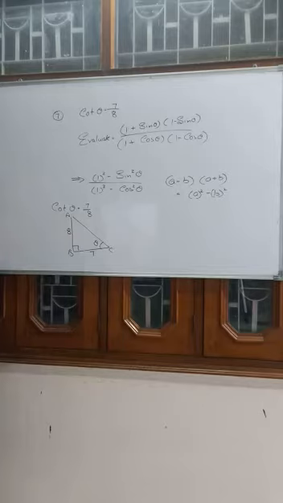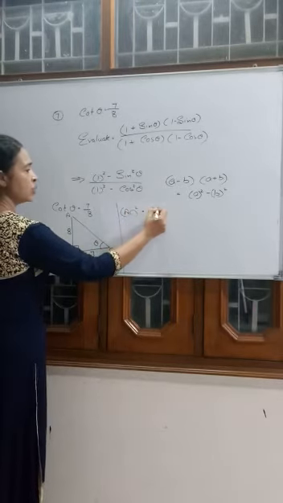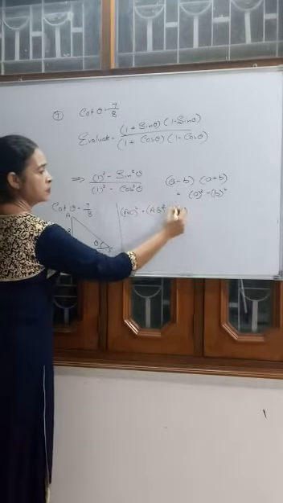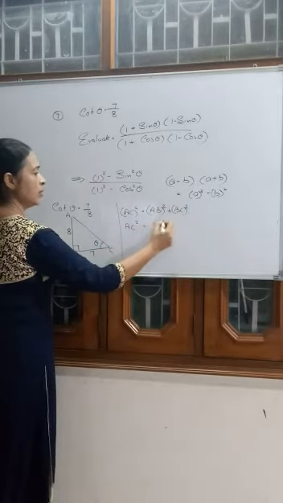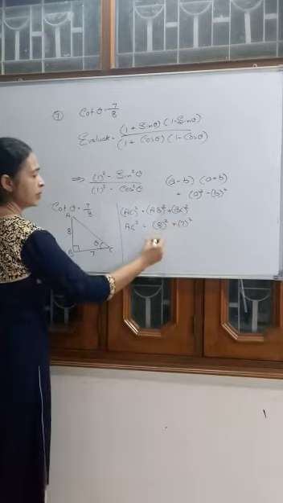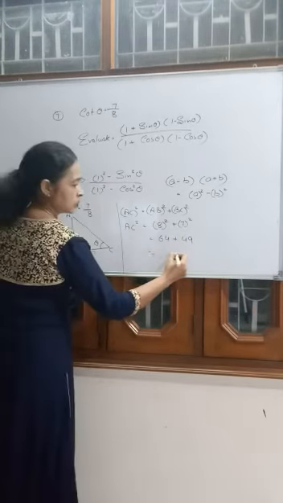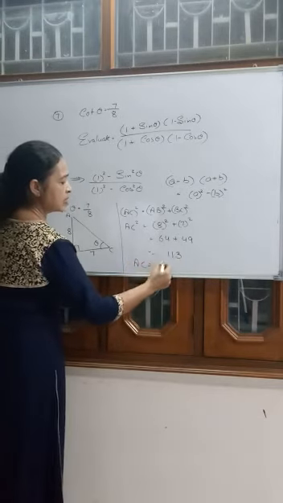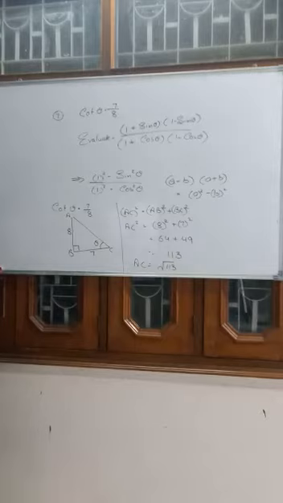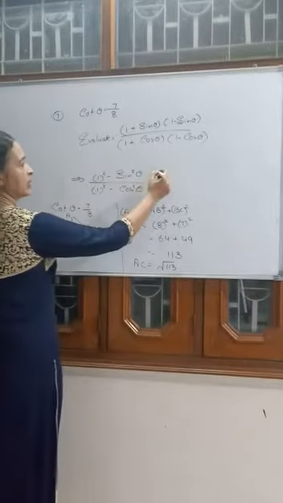What we have to find out? Hypotenuse. As per Pythagoras, AC whole square equals AB square plus BC square. Got it? AC square equals 8 whole square plus 7 whole square, that is 64 plus 49. This is 113. And what will be the value of AC? Under root 113. Here we have got AC. Now what we have to find? The value of 1 minus sin square theta and 1 plus sin square theta.